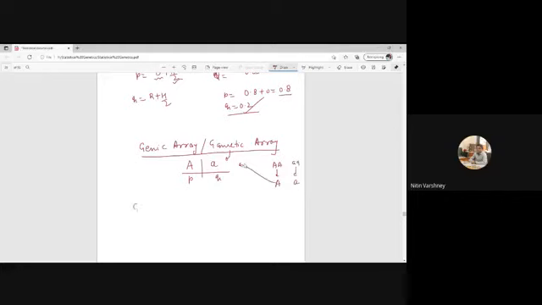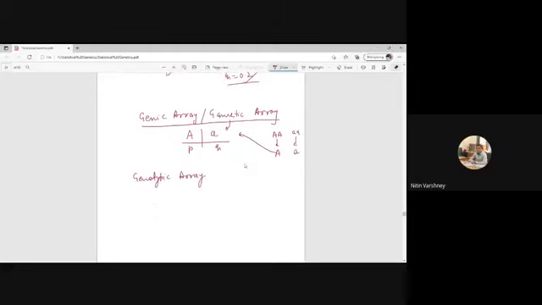Now second one is genotypic array. Sometimes in questions they directly give that if genic array is this, what will be the frequency; gametic array is this, what will be the frequency, if genotypic array is given. So genotypic array is, remember that this is the whole square of gametic array.